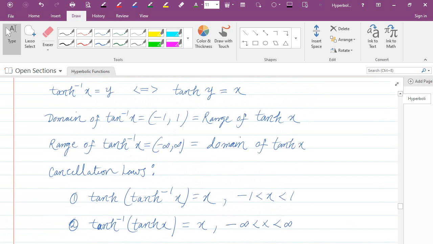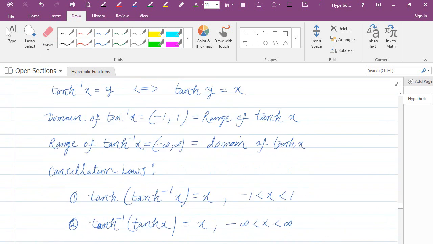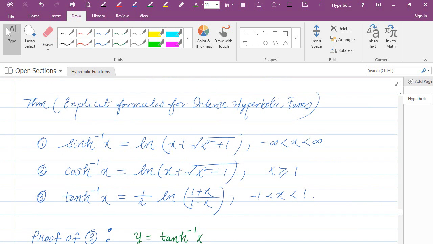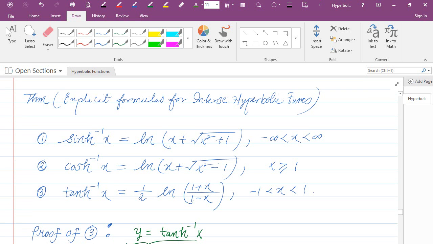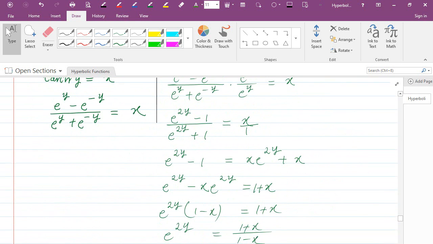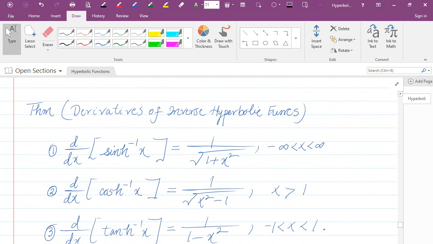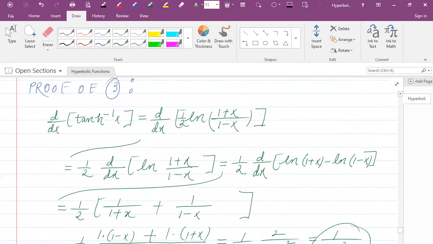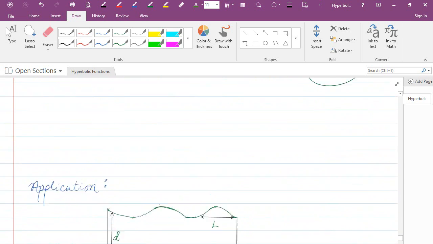Okay, so I'm going to stop the video here, and in the next video we will be looking at some explicit formulas for the inverse hyperbolic functions, and then we will also be looking at the derivatives of the inverse hyperbolic functions and some other facts.